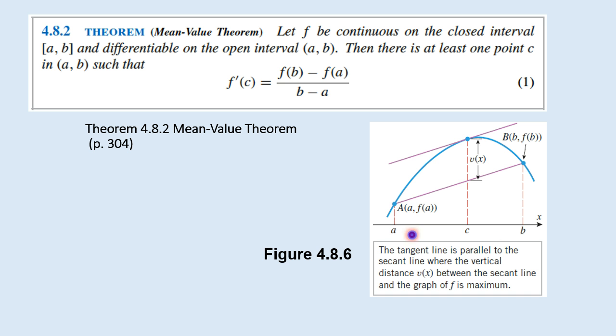So what we're saying here is we've got the interval from a to b, we've got the secant line connecting the points on the graph above a and b. Its slope is given by the change in y over change in x, so that's f of b minus f of a over b minus a. The mean value theorem states that there's got to be some point in between, at least one, for which the slope of the tangent line at that point on the graph is equal to the slope of the secant line over the entire interval from a to b.